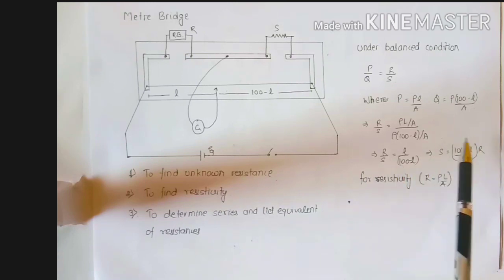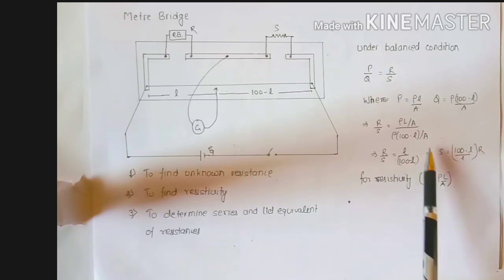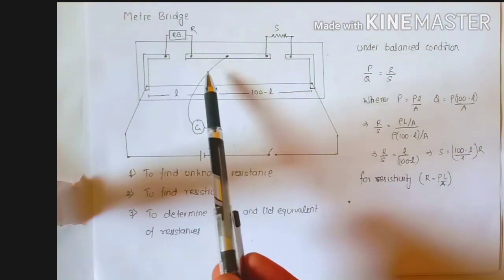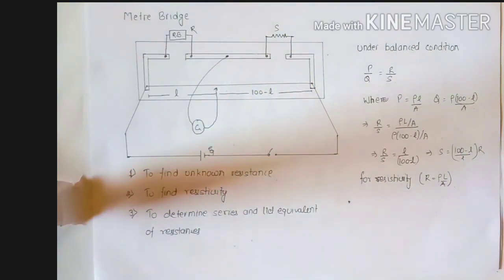So the relation now modifies to S is equal to (100 minus L) by L, whole into R. R is the known resistance from the resistance box. So this is how you can calculate the value of unknown resistance.